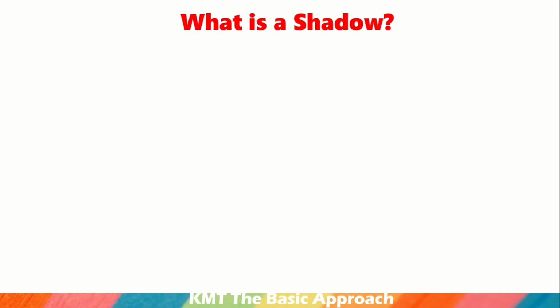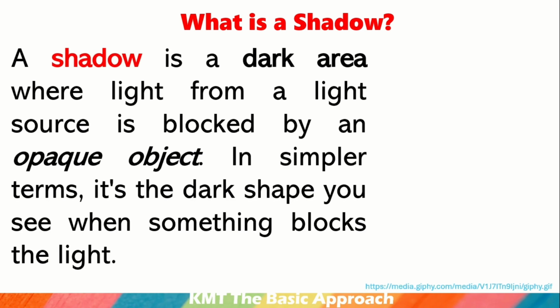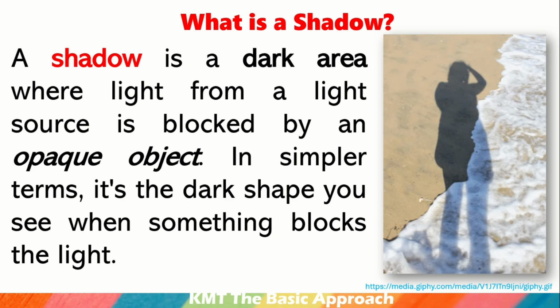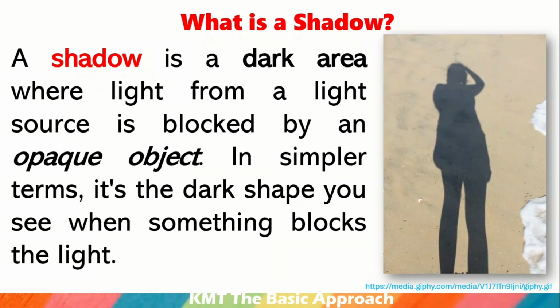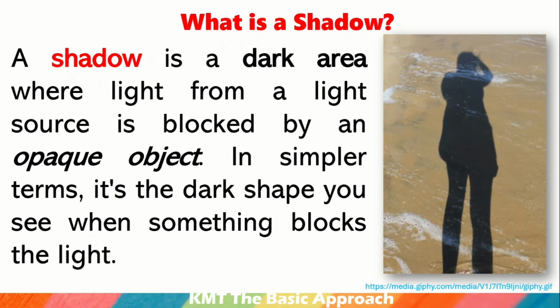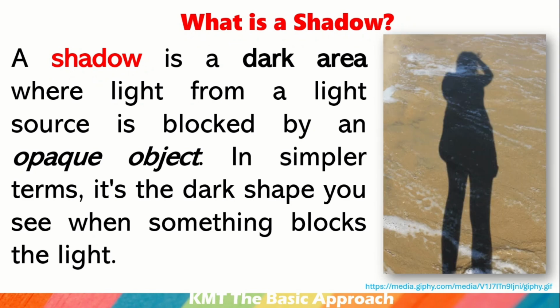We also answered the question, what is a shadow? A shadow is a dark area where light from a light source is blocked by an opaque object. In simpler terms, it's the dark shape you see when something blocks the light.